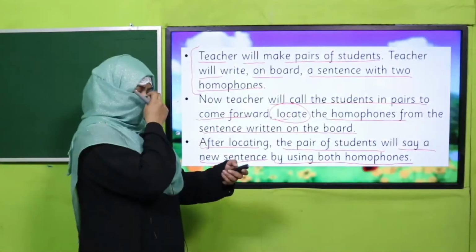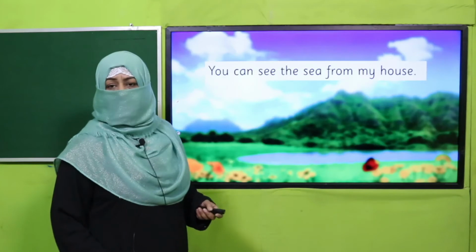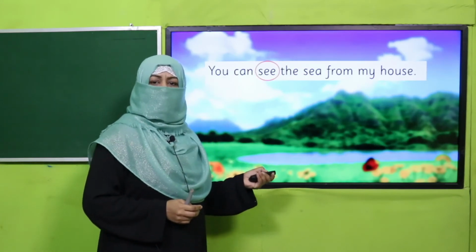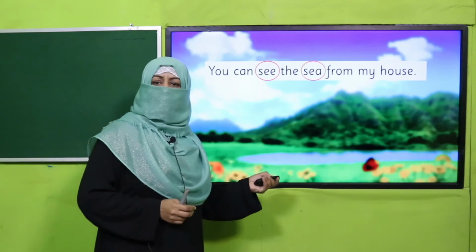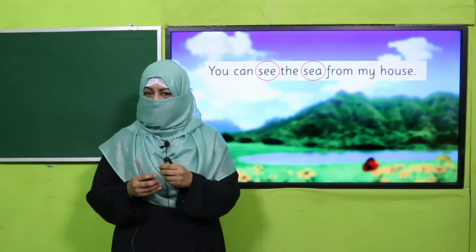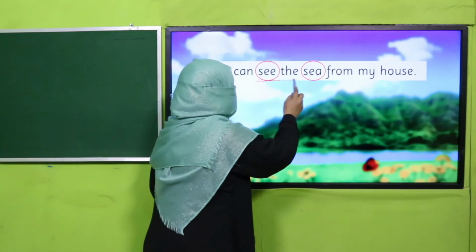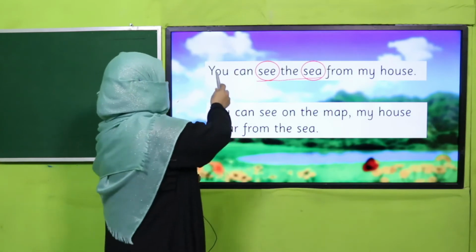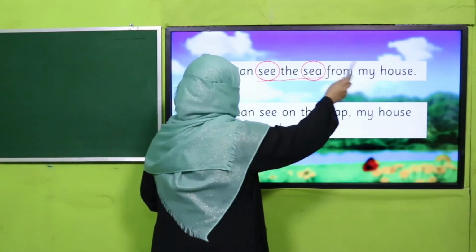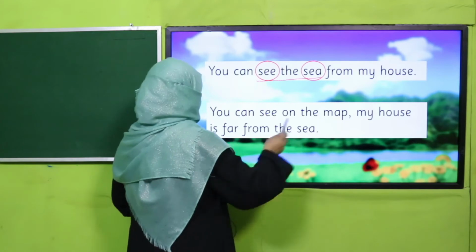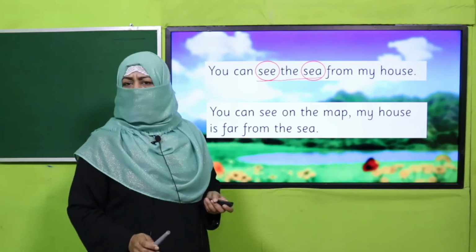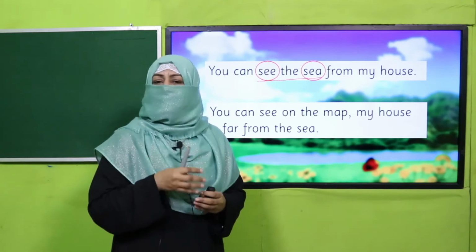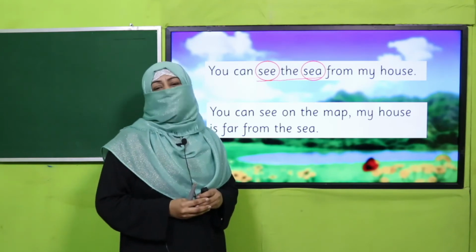All right. For example, here I have a sentence. Now you will call a pair of students. One will locate the first homophone. The second child will locate the second homophone. Now they will consult each other, and they will use these two homophones in a new sentence like this. Okay. So you can see the sea from my house. You can see on the map my house is far from the sea. All right. So in this way, they will locate, they will use, they will identify. So this is a fun activity. Pause the video and enjoy this activity.